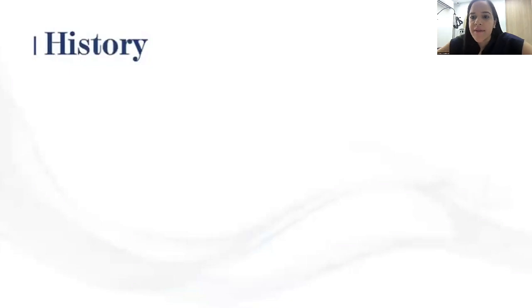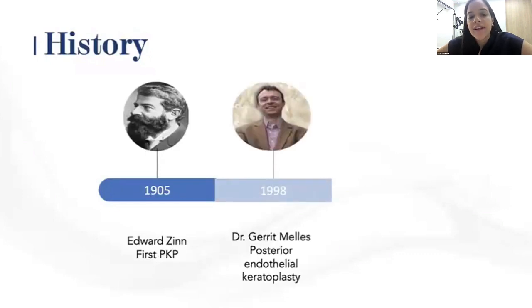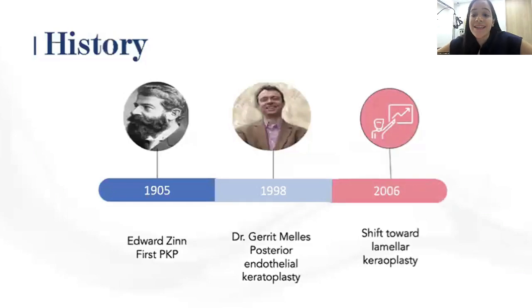So, continuing with a little bit of history, in 1905, Edward Zirm did the first penetrating keratoplasty, and it wasn't until 1998 where Dr. Gerrit Melles introduces the posterior endothelial keratoplasty. But since 2006, there began the shift to laminar techniques that has reduced the PK rate significantly. So overall, DSAEK and DMEK have become the gold standard for endothelial dysfunction.